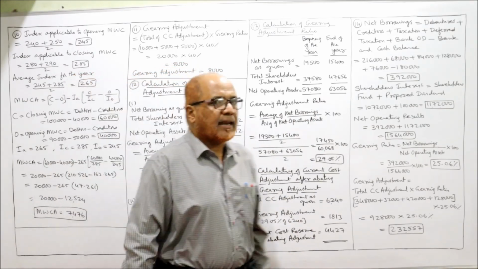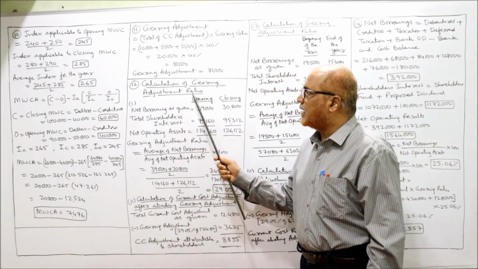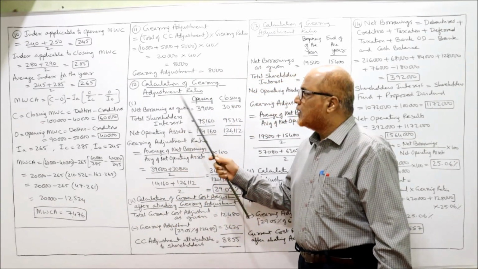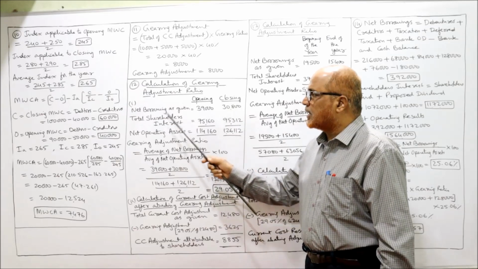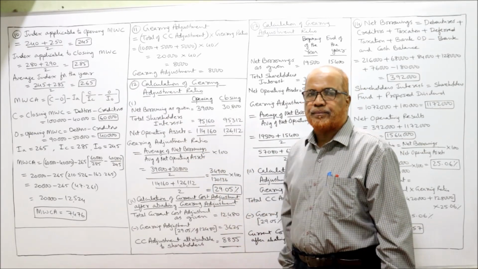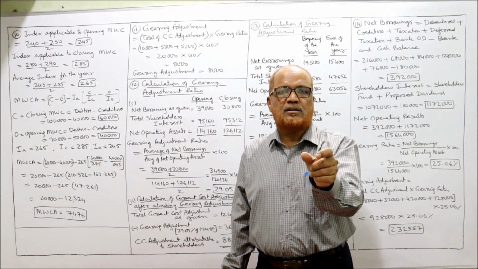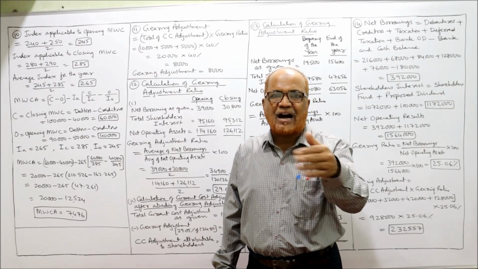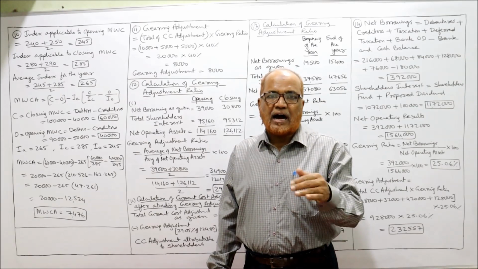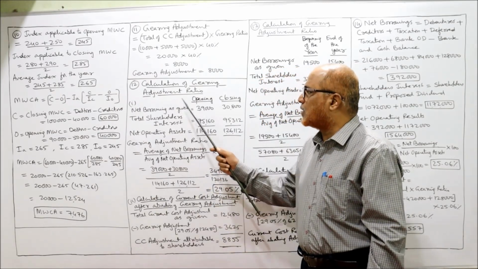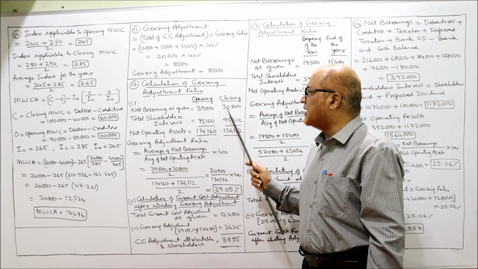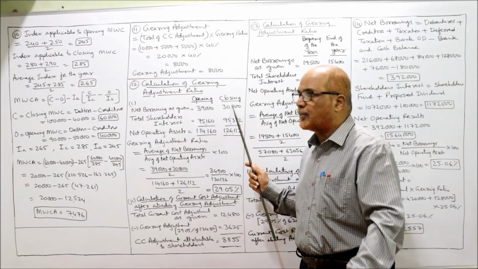Calculation of gearing ratio. Gearing adjustment ratio. First of all, opening, closing, net borrowings as given. In the problem you can see the total net borrowings. Net borrowings means after deducting cash. After deducting cash, the net borrowings are 39,000 opening and 30,800 closing, given in the problem.